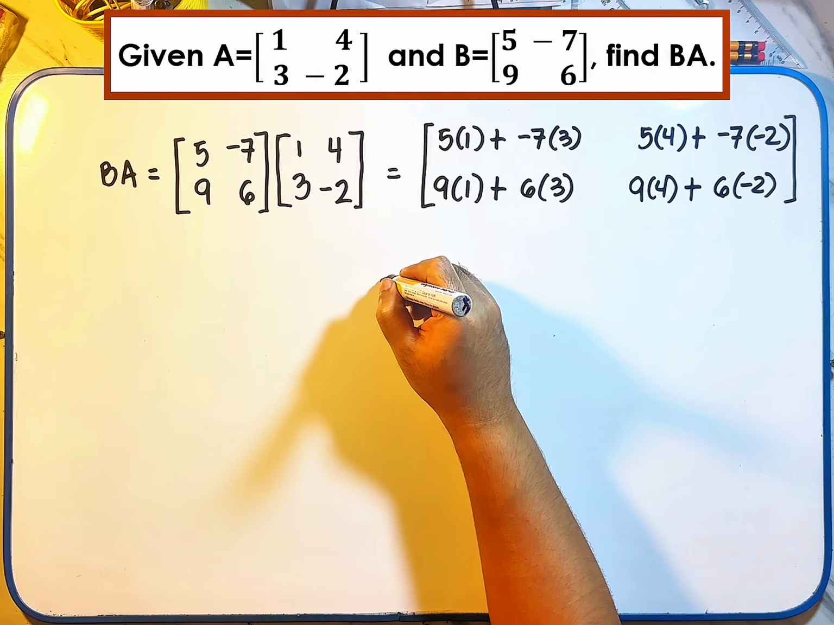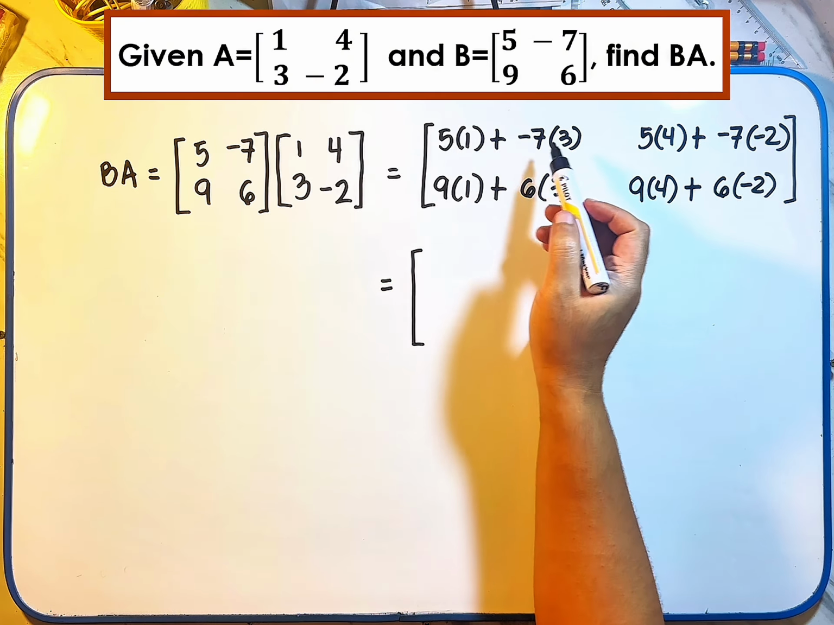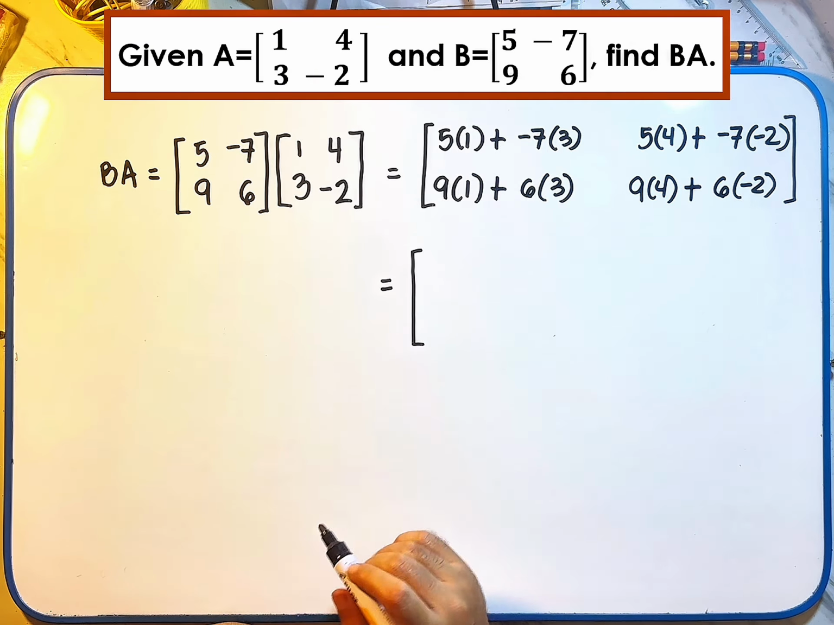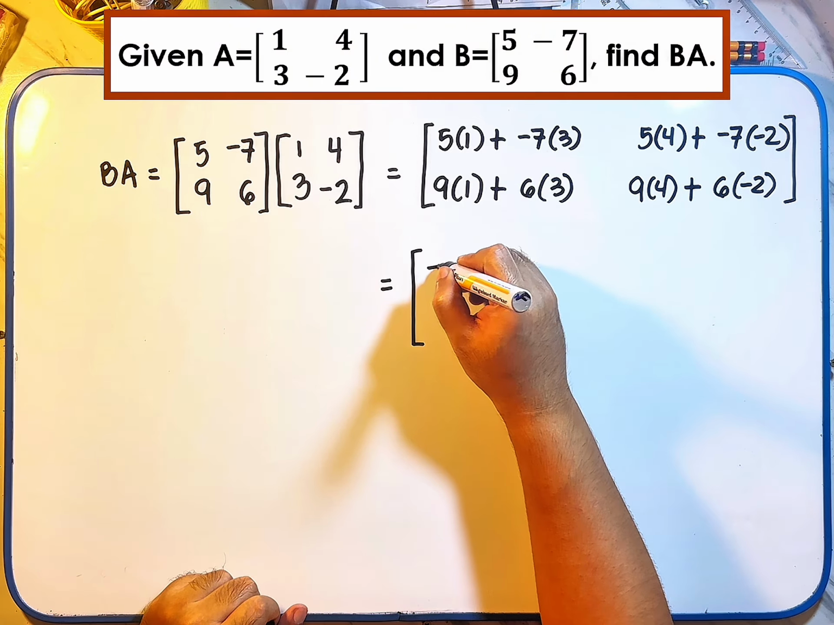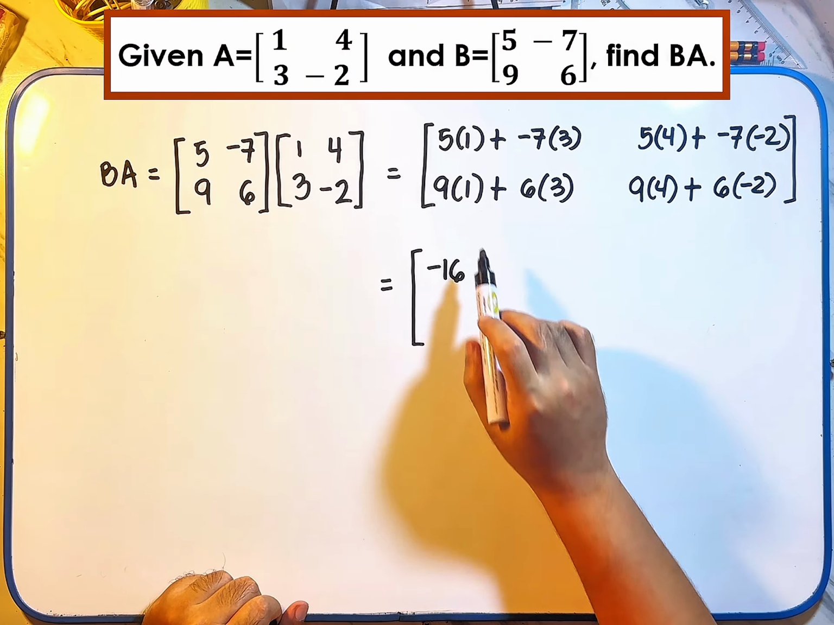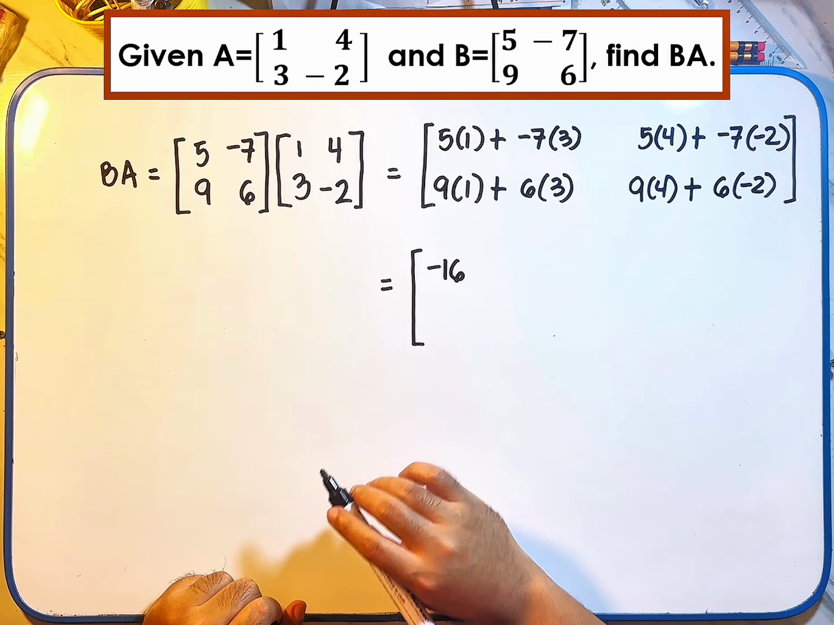Next, let us simplify. 5 times 1 is 5, while negative 7 times 3 is negative 21. 5 plus negative 21, that's negative 16. 9 times 1 is 9. 6 times 3 is 18. 9 plus 18 is 27.